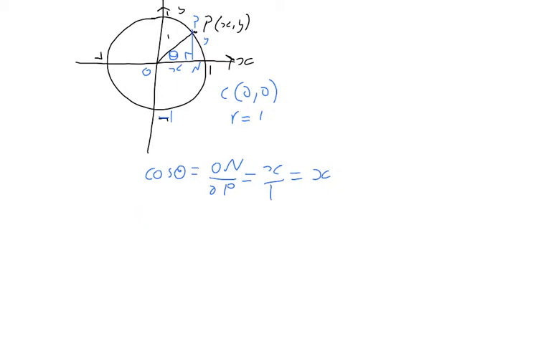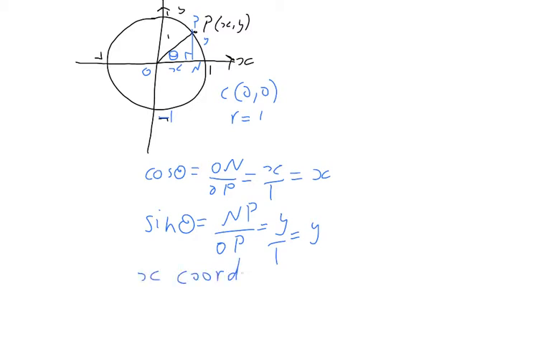Now, if I was to look at sine theta, for example, well, that would be opposite, which would be NP over OP, which equals y over 1 equals y. That's important information. So what we need to know is the x coordinate is cos theta, and the y coordinate is sine theta.